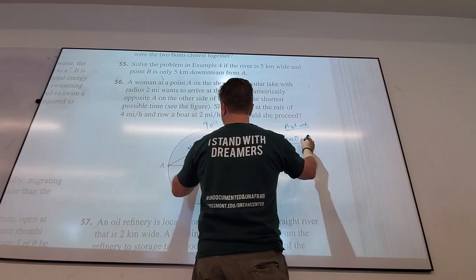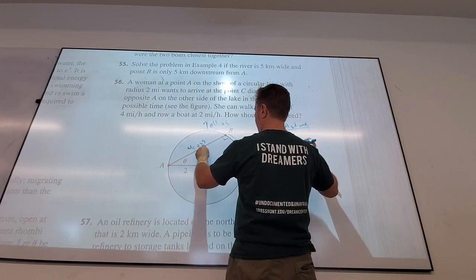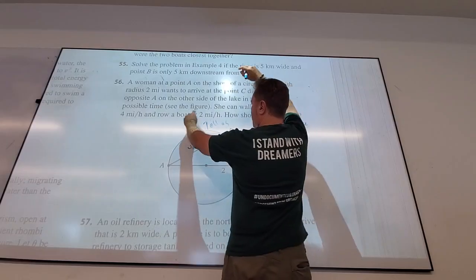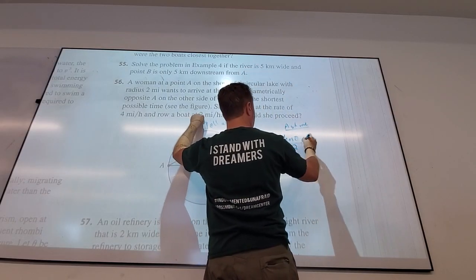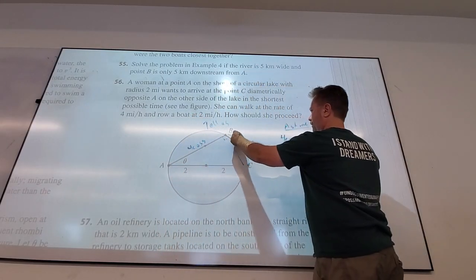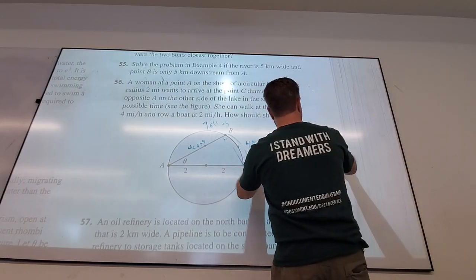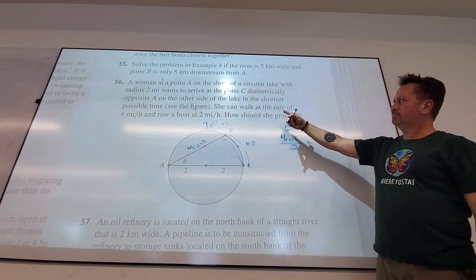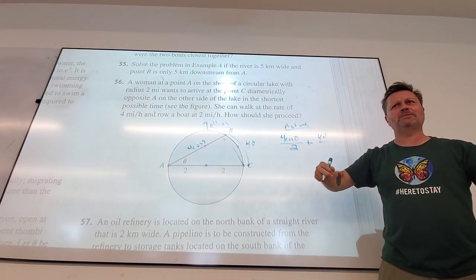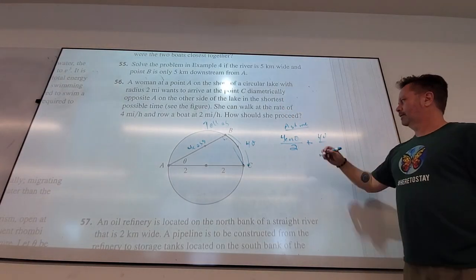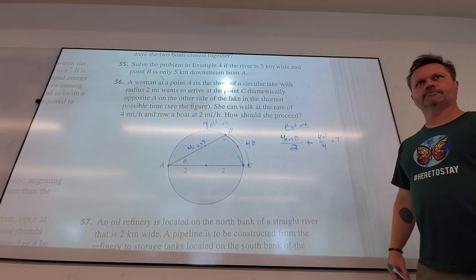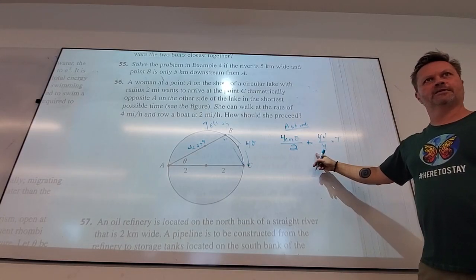Divided by the rate. What's she doing here? This is the lake. Rowing, and she rows at 2 miles an hour. Plus, how far is this? 4 theta. What's she doing here? Walking, for some reason. We gotta get there as soon as possible, but I'll just kinda stroll at 4 miles an hour. And that is time. There's my time function, yes?